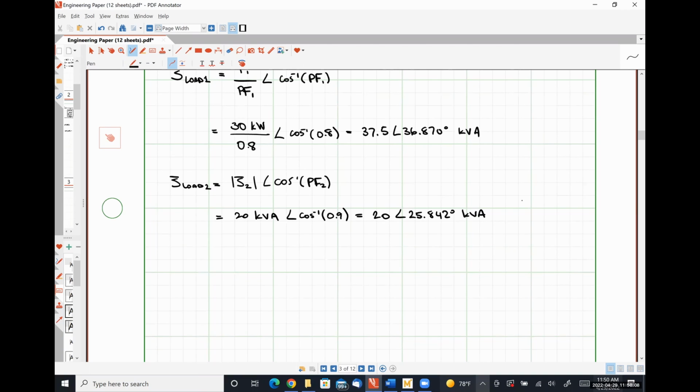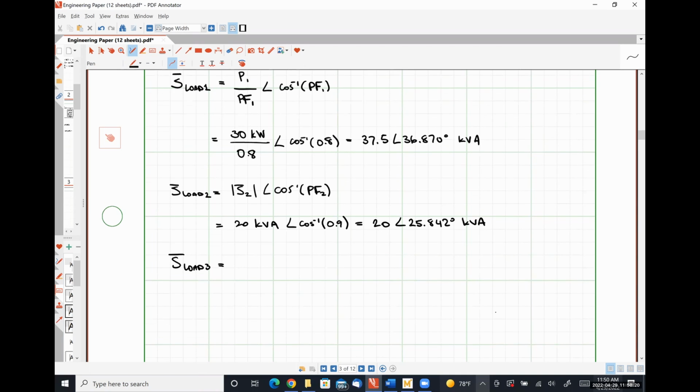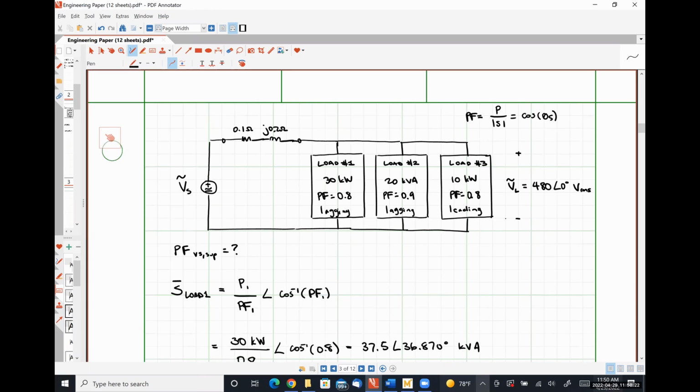Let's calculate the complex power absorbed by load 3. So what pieces of information were we given for load 3? 10 kilowatts represents average power. So we know P, we have the power factor, and we know that it's leading. So it's going to look extremely similar to our calculation that we did for load 1, except that we're going to need to include a negative sign in front of our inverse cosine function.